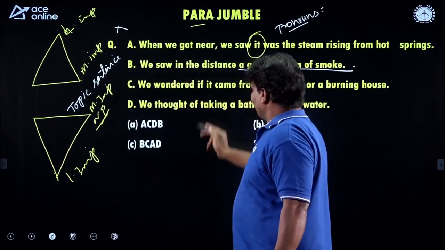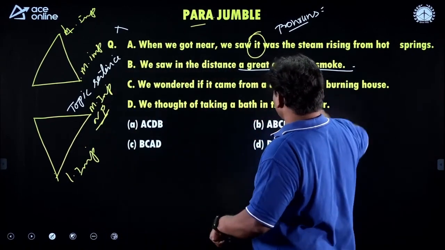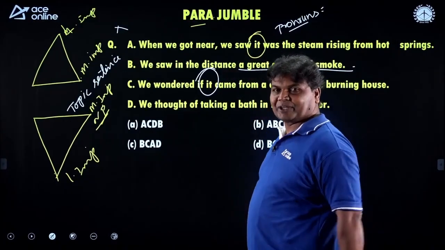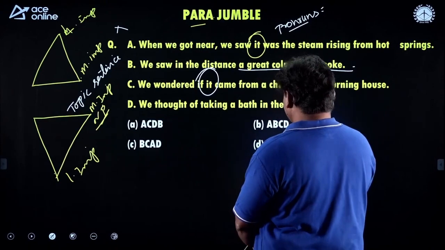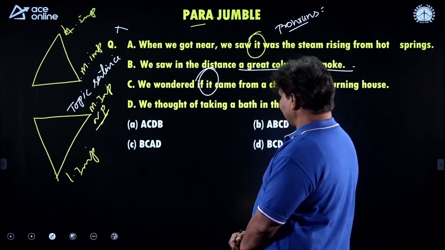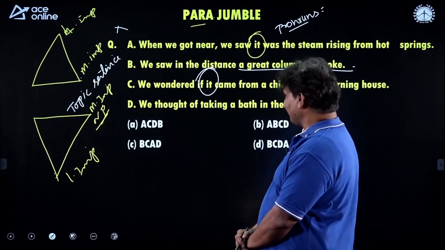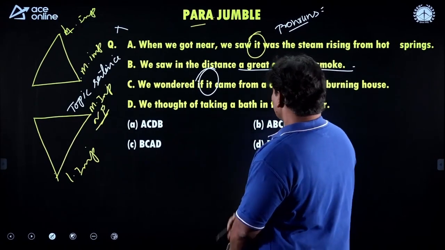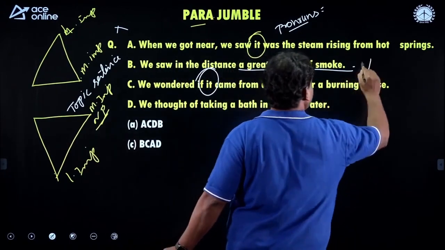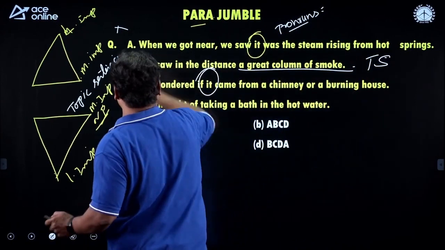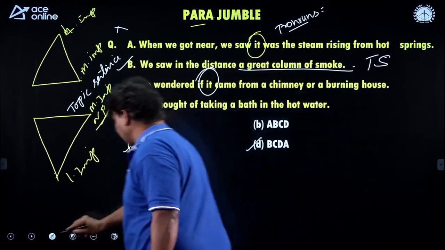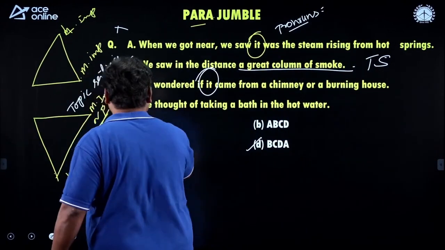Let me wait there. We wondered if it came from a chimney. "It." So C also cannot be your first sentence. We thought of taking a bath in the hot water. So what is this again? There is some kind of suspicion with this one. So what I find here is that we saw in the distance a great column of smoke. That is the topic sentence, the main sentence, B. Which means I have to retain B, so I can easily eliminate the A options.